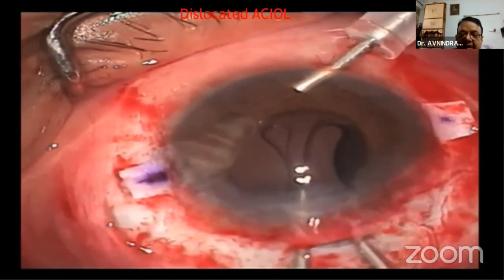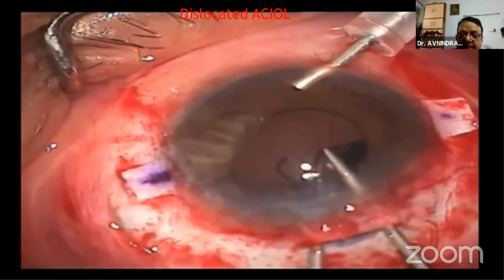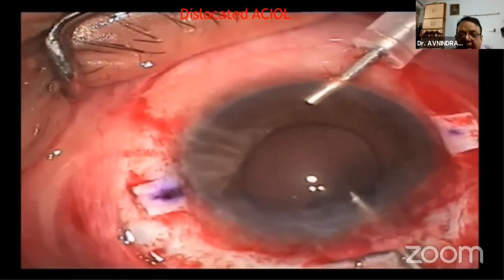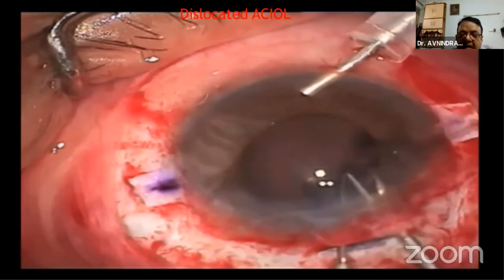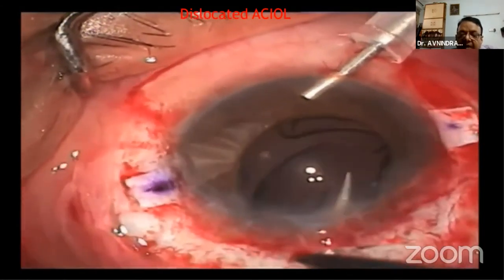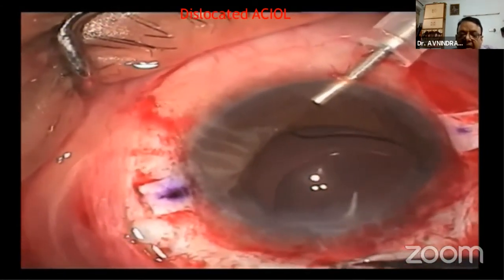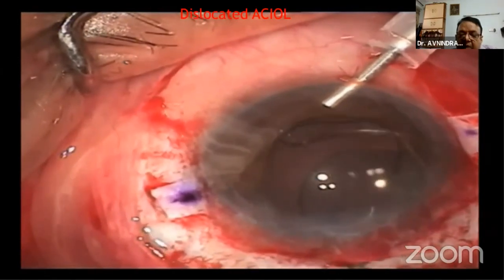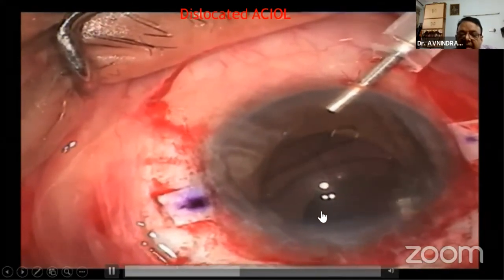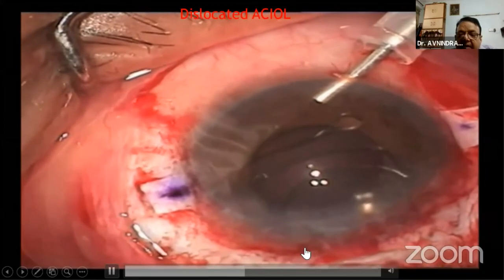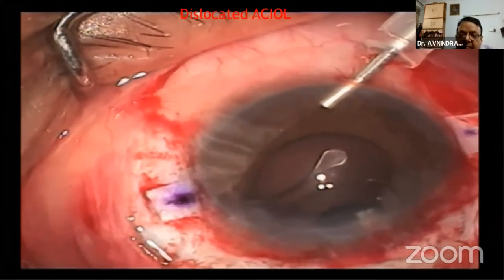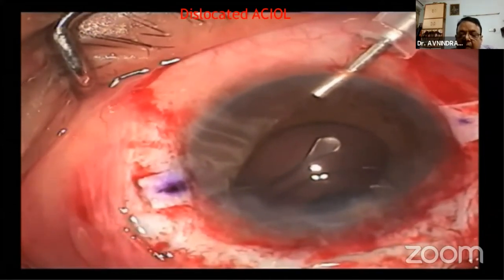Once the haptic of the AC IOL is externalized, the IOL is gently rotated. It should not be a very jerky removal because the PMMA IOL can damage the endothelium and you can land up with a problematic situation.